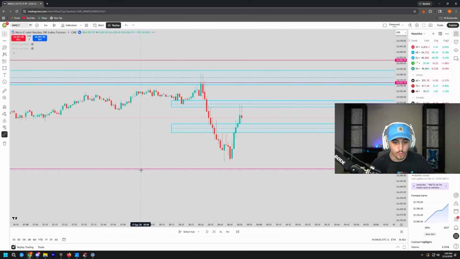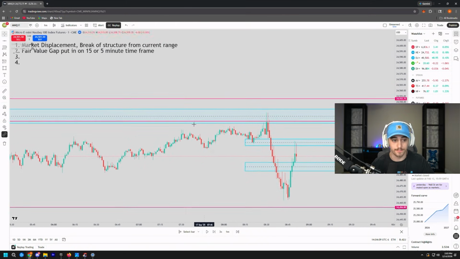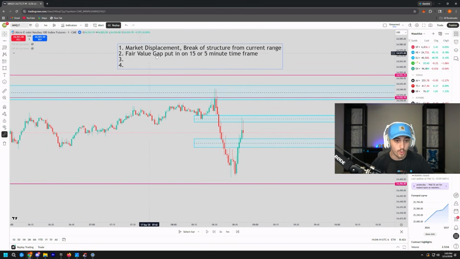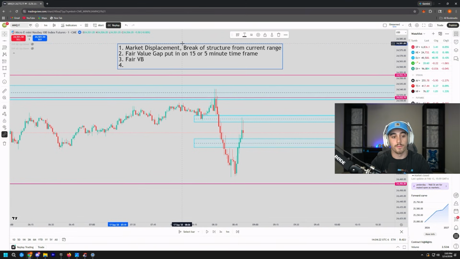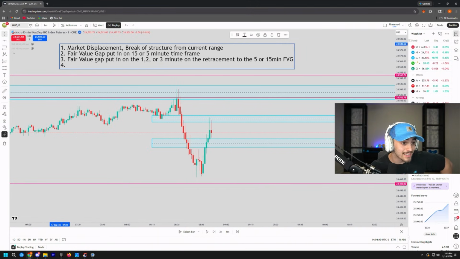If we come down to the 1, 2, and 3-minute time frames, which are the time frames we take our entries on, let's bring this here so you guys can just see it. Once we put in this fair value gap on the 5 or 15-minute time frame, what we want to see is a fair value gap put in on the 1, 2, or 3-minute on the retracement to the 5 or 15-minute fair value gap. And that is exactly what we get.